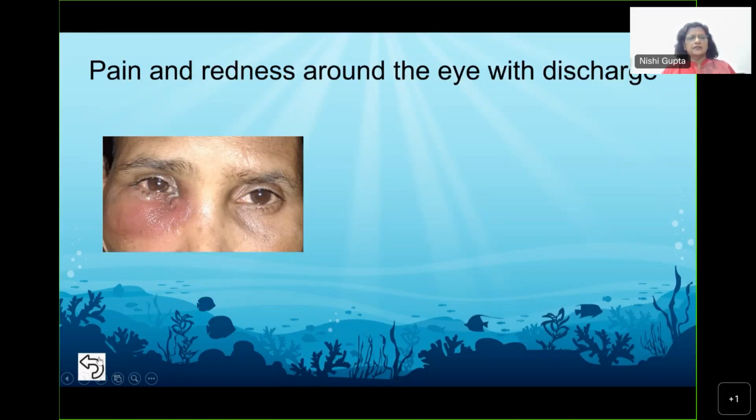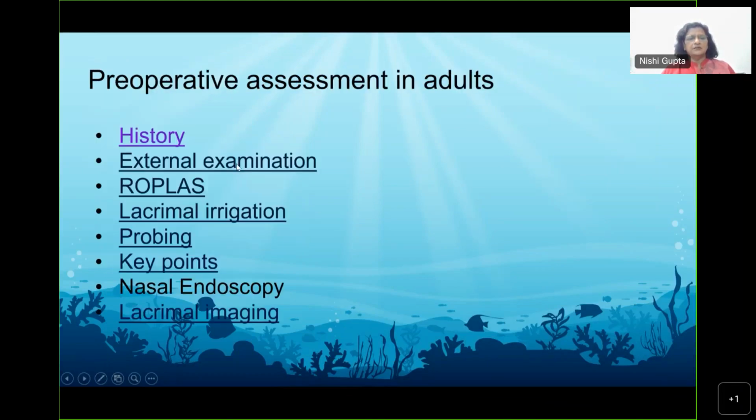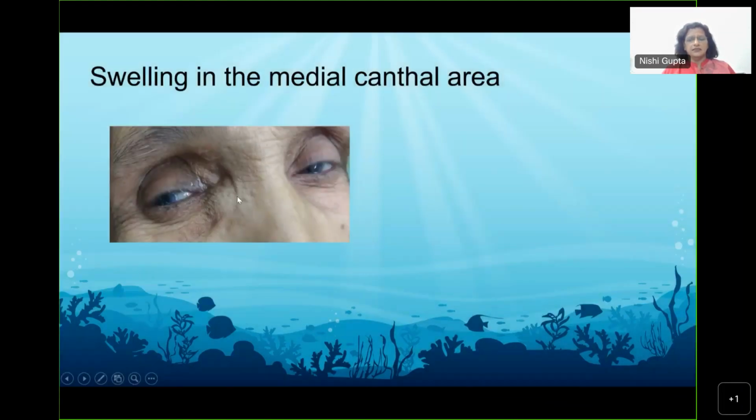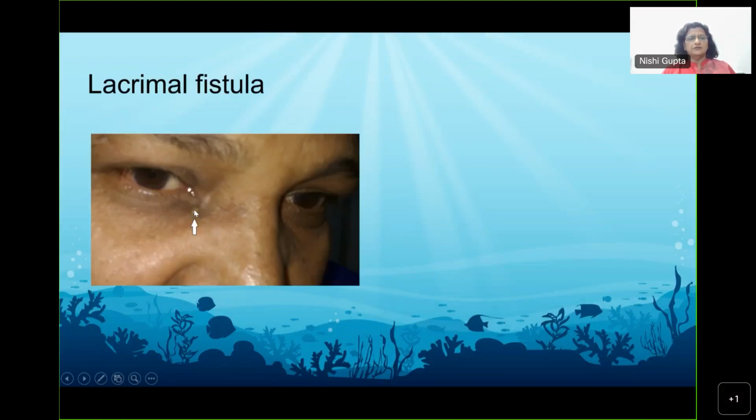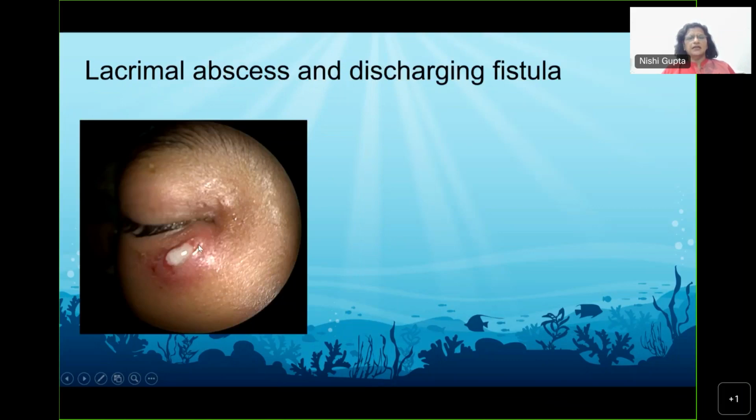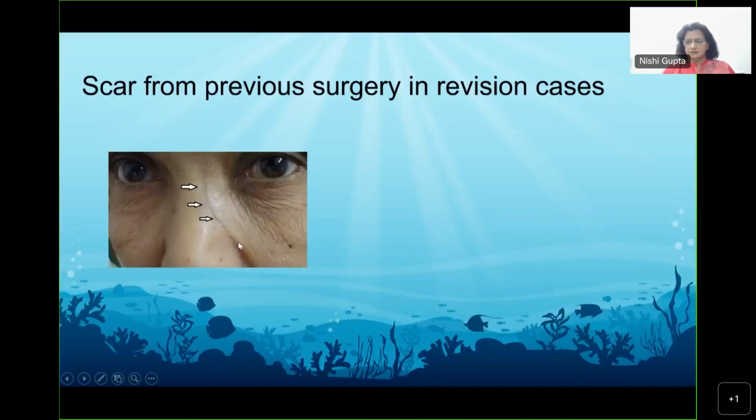If we look at the external examination, we might find a medial canthal swelling, like in this case, or there could be a lacrimal fistula, which sometimes you see only after you syringe and you can see the dye coming out of this fistulous opening. We may have a frank lacrimal abscess and discharging fistula, and we may have scar from previous surgery in failed cases.